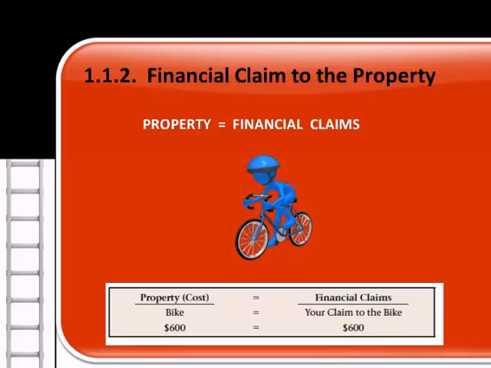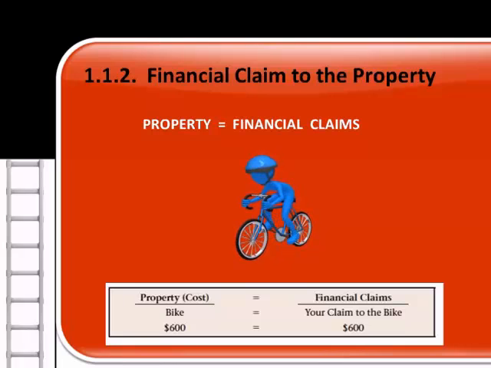Businesses also own property. One of the purposes of accounting is to provide financial information about property and financial claims to that property. A financial claim is a legal right to an item. In accounting, property and financial claims are measured in dollar amounts. Dollar amounts measure both the cost of the property and the financial claims to the property. In our mountain bike example, since you paid $600 cash to buy the bike, you have ownership and a financial claim of $600 to the bike.